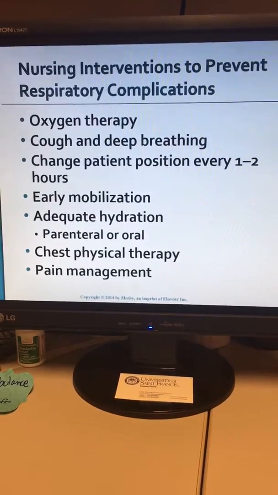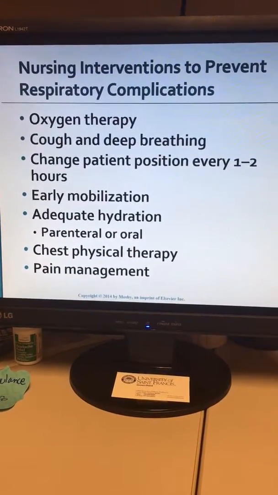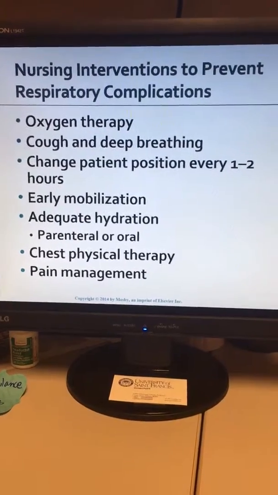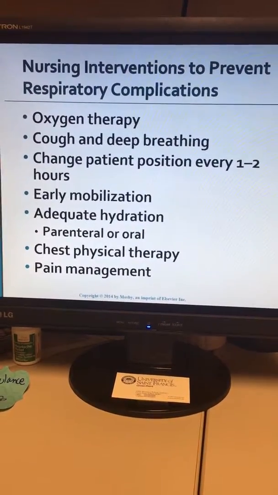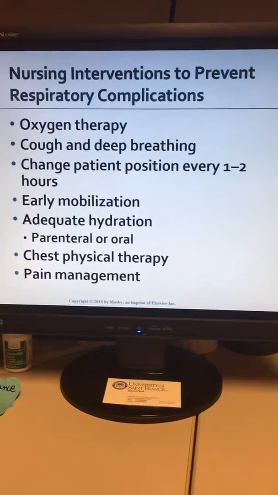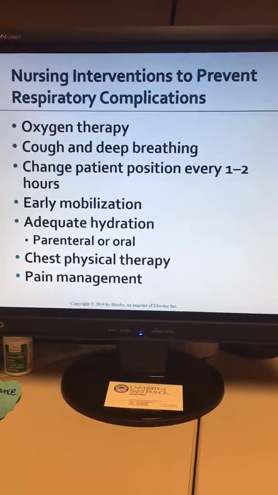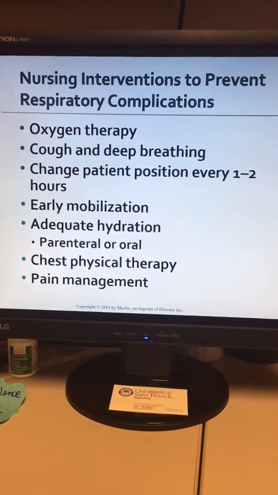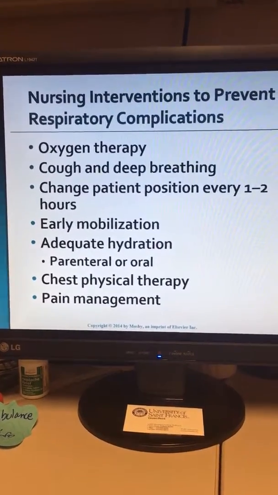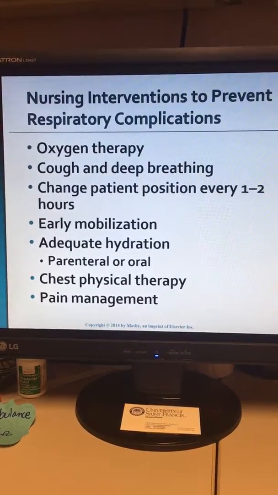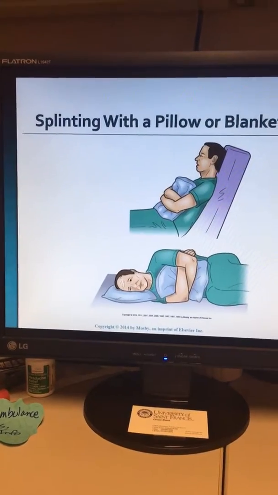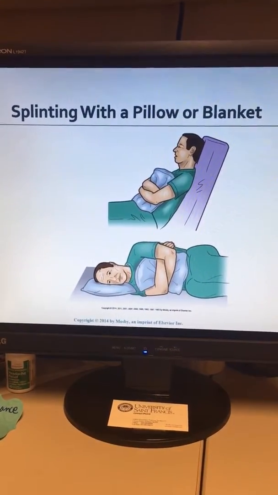Then to prevent those complications, we're going to give them oxygen therapy once they wake up more. Teach them cough and deep breathing. We want them to change positions every 1 to 2 hours. Get them up and get moving. Give them early fluids and chest CPT if they need it, if they are holding on to secretions. That's kind of like we beat on their chest. And adequate pain management. Remember, the more we treat their pain, the more likely they are to cough and deep breathe and get up and move. So this is the splinting technique that we talked about.